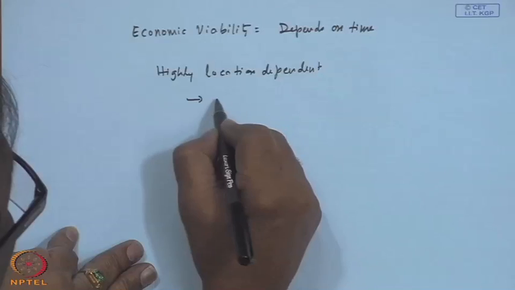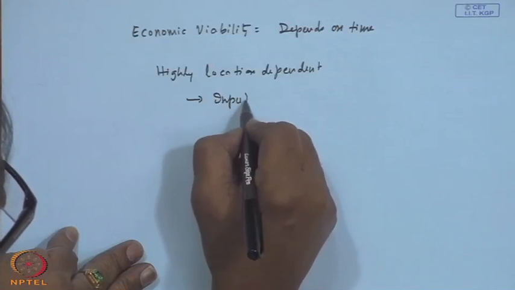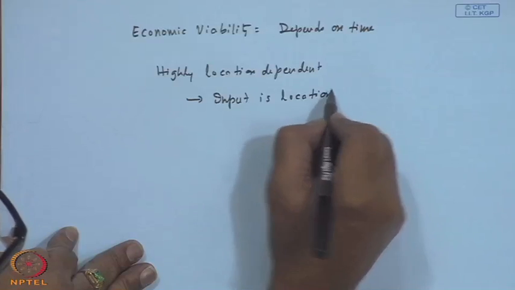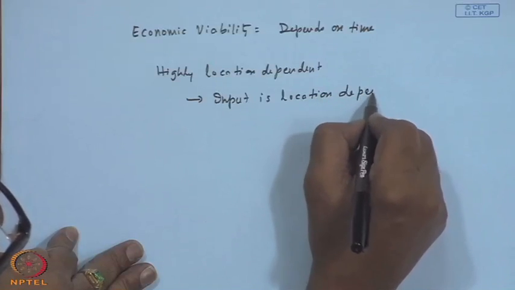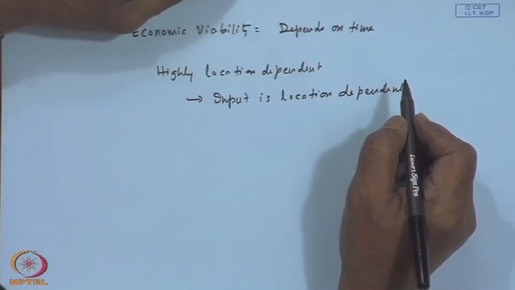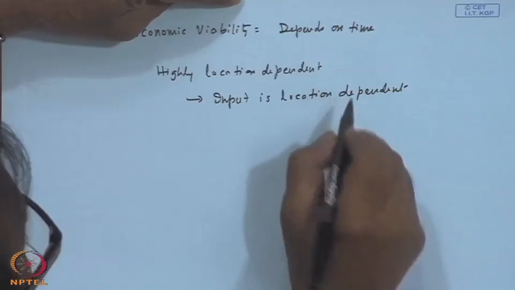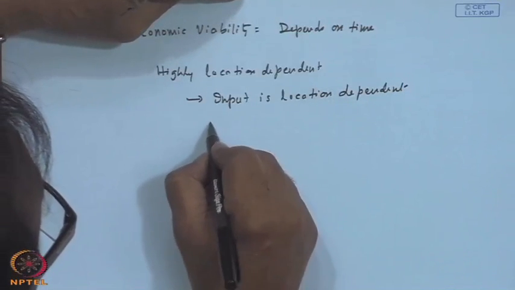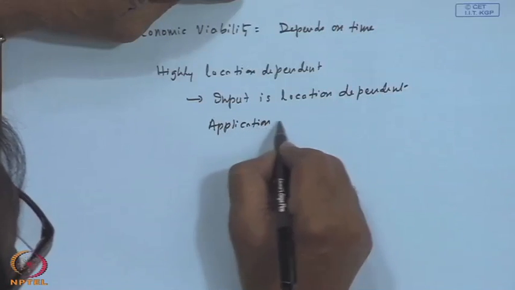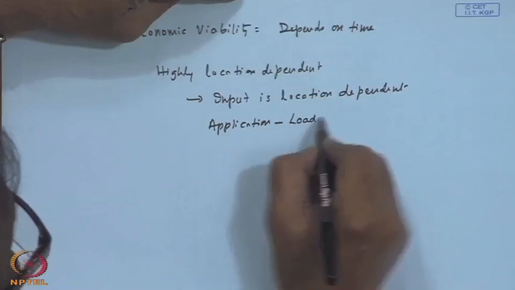This is because input is different, is location dependent. Solar radiation changes from location to location, ambient temperature changes, and then the application or load may be different.